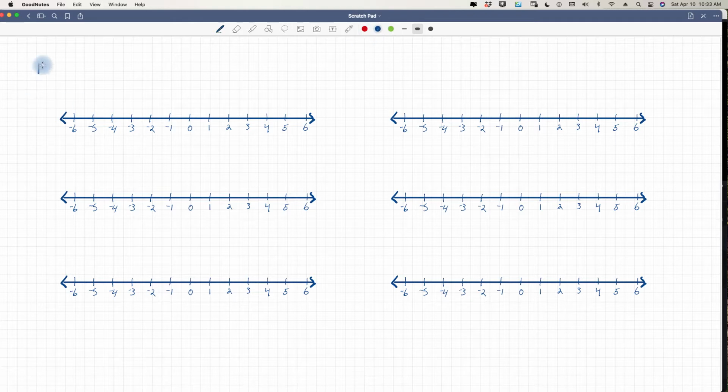So in 102.1, we are asked to graph the absolute value of x is greater than 2.